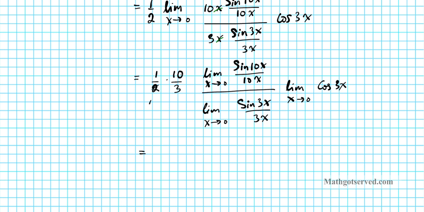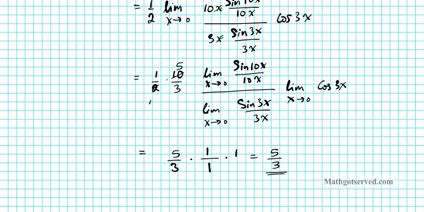This 2 goes here, 1, 2 goes here, 5. This is 5/3 times, the numerator is going to be 1, the denominator is 1. Cosine of 3 times 0 is cosine of 0. Cosine of 0 is 1. Your final answer is 5/3. That's the answer that we knew earlier. All right, so there you have it.